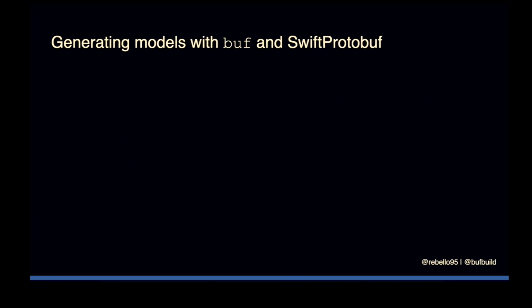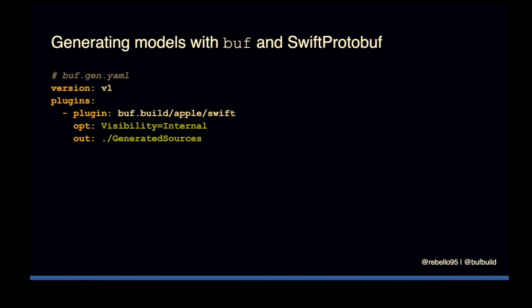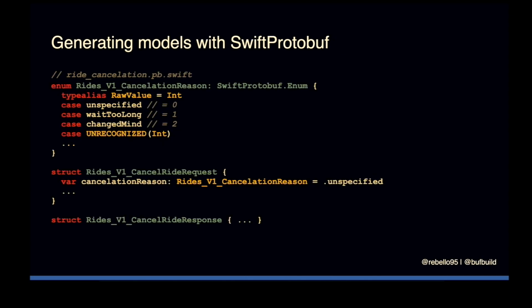So for our Swift example, we're going to use Swift Protobuf as well as Buff to generate our code. And all we need to do is create a simple configuration file. And inside of that file, we basically specify the plugin that we actually want to use for generation. We specify the output directory, so we're just going to call it generated sources. And then finally, we can specify a few different options. In this case, we're just going to specify that the visibility of the types we're going to generate is going to be internal as opposed to private or public. Then we just call buff generate. And we're given code that looks something like this.